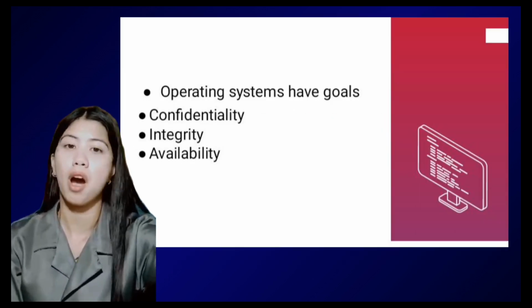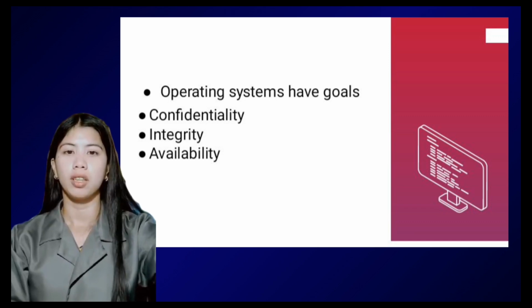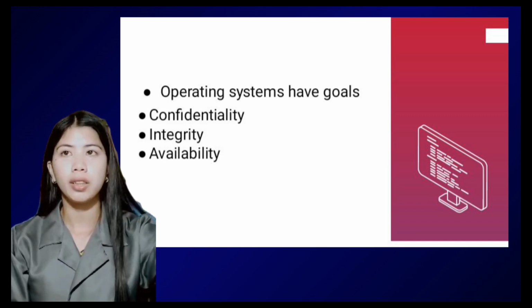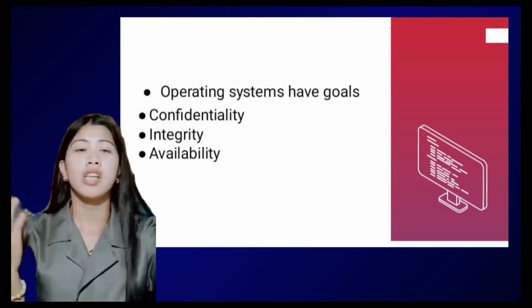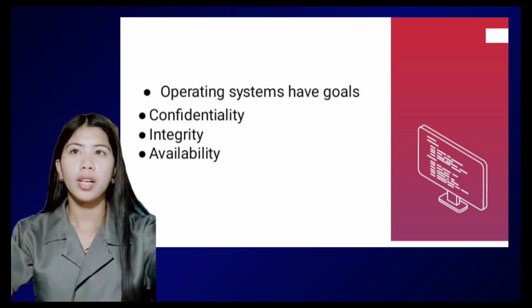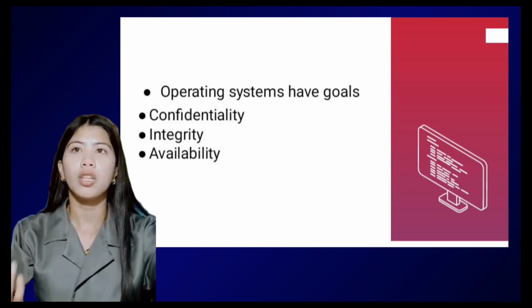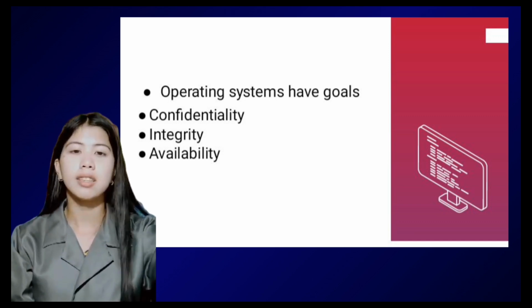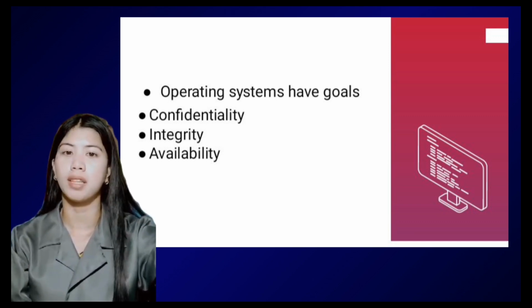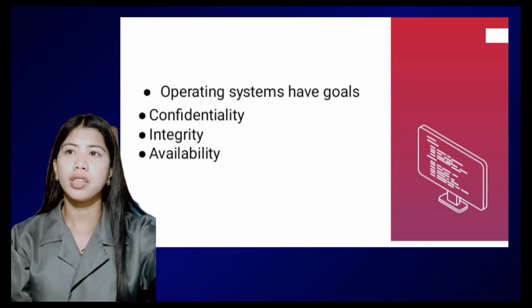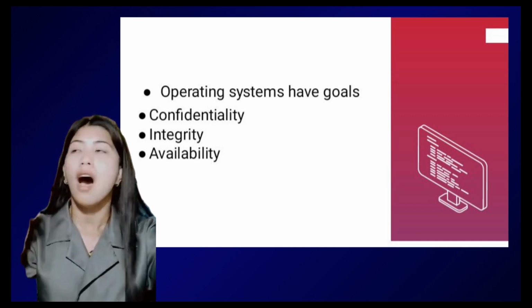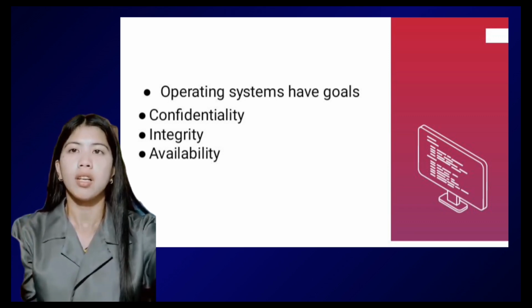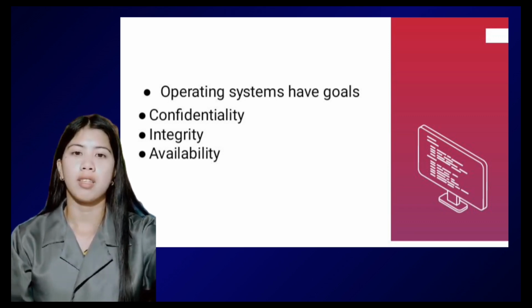The operating system also has goals. One is confidentiality, which ensures that information is only accessible to authorized users and not disclosed to unauthorized individuals, entities, or processes. Also, there is data integrity. Data integrity involves protecting data from being modified in unauthorized ways, either maliciously or accidentally.